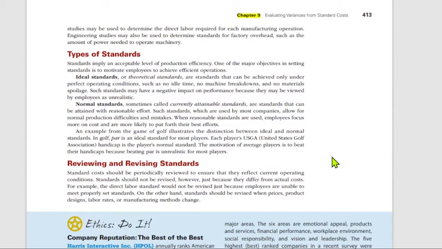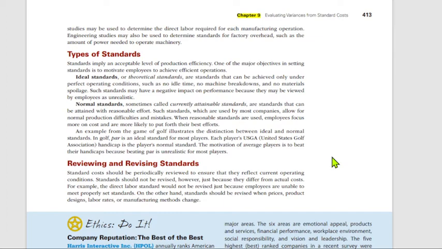There are two types of standards as we differentiate standards. One is the ideal standards or the theoretical standards or the 100% basis standards. These standards can only be achieved under perfect operating conditions. Ibig sabihin, kapag perfect yung operations mo, there is no idle time, there is no machine breakdown, there is no material spoilage.